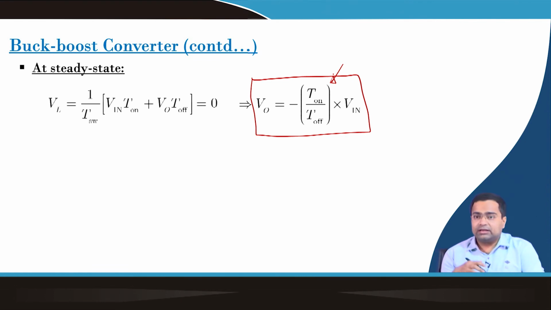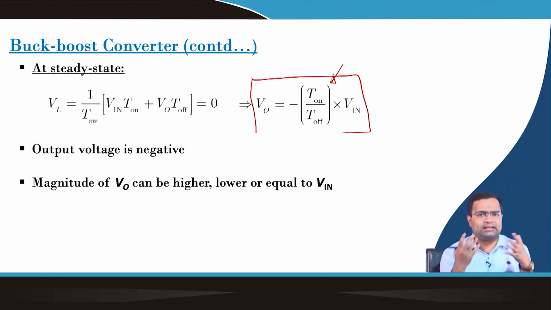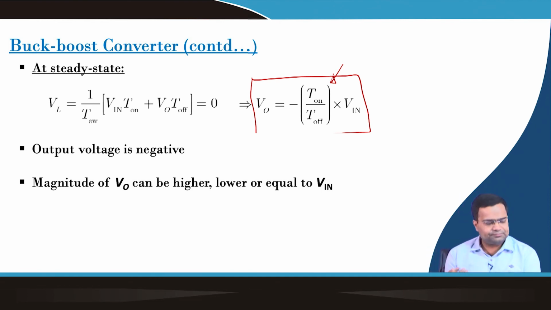In this case we are getting a negative output voltage, but if you take the magnitude of the output voltage, it can be higher than the magnitude of the input voltage, it can be lower than the input voltage, but in this case the output voltage is negative. The magnitude can be higher, lower, or even equal.